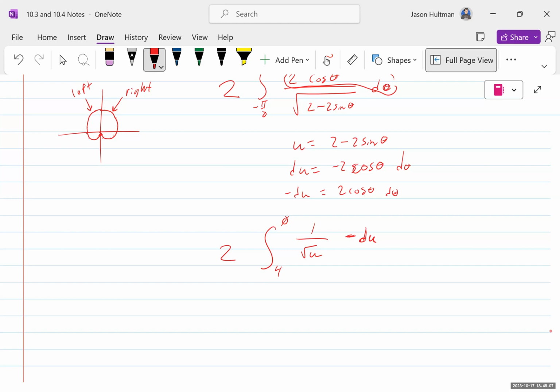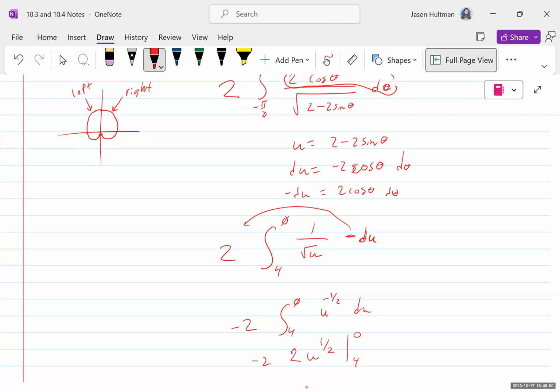Okay. So I can pull that negative outside. That becomes negative 2 times the integral from 0 to 4 of u to the negative 1/2 du. Now, okay, so now we just add 1, and this becomes negative 2 times 1 over 1/2, which is 2, u to the 1/2 from 0 to 4.